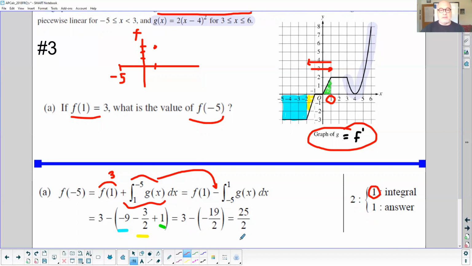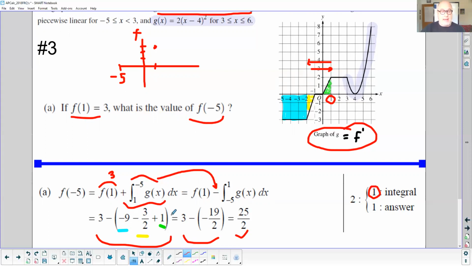The answer is any one of these. 25 over 2 is a simplified version. This is a no calculator problem, so you certainly can leave it like 3 minus a negative, or plus 19 over 2, or you could absolutely leave it like this, with the negative in front of the quantity or distributing in the negative. Any one of these values, you can check them on your calculator, as long as they equal 25 over 2, you're going to be good.